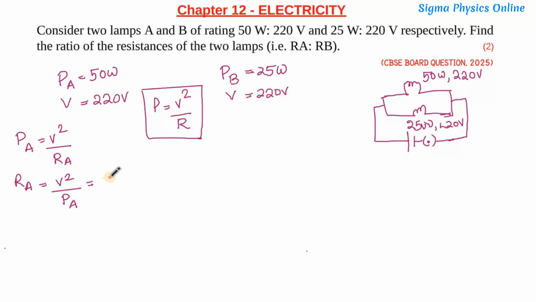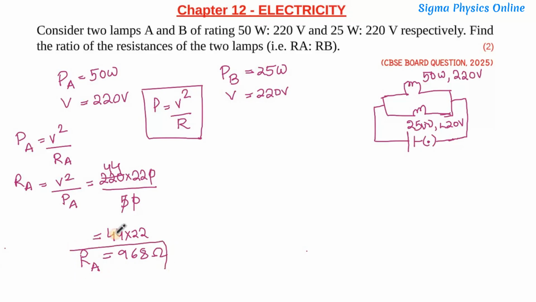The value of voltage is 220. So it is 220 into 220 by PA is given as 50 watt. So cancelling this 50, this is 44. So it is 44 into 22 which is 968 ohm. So the resistance of the first bulb RA is 968 ohm.